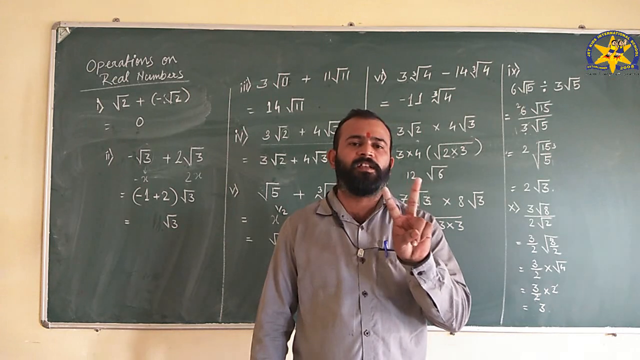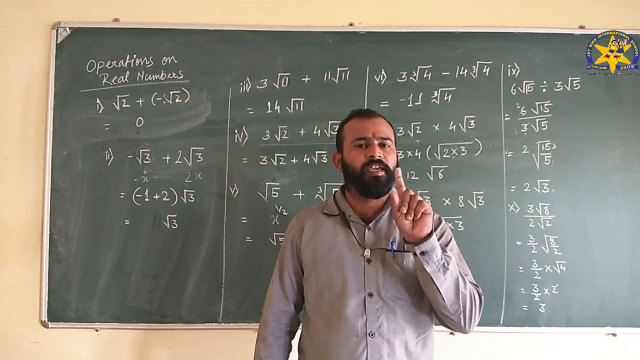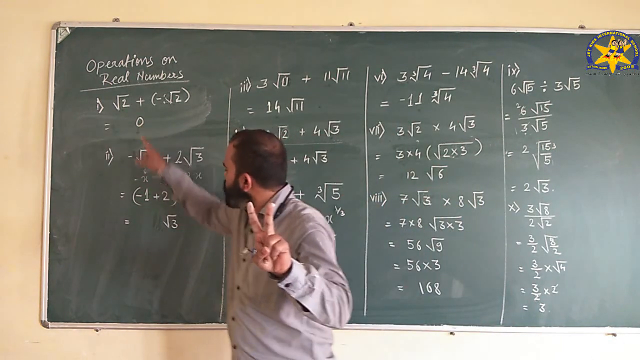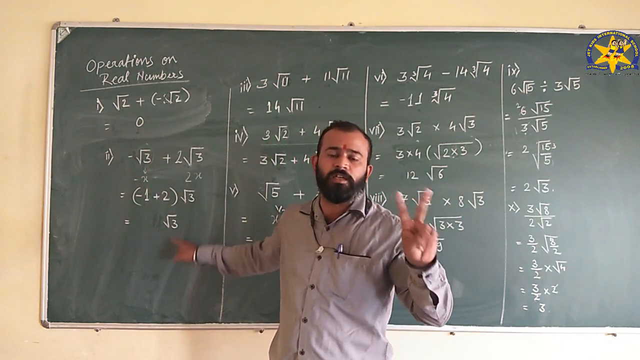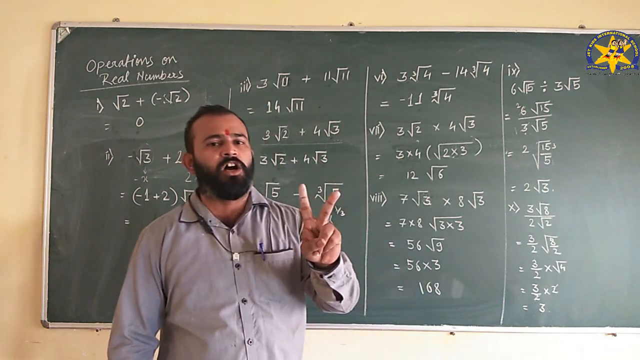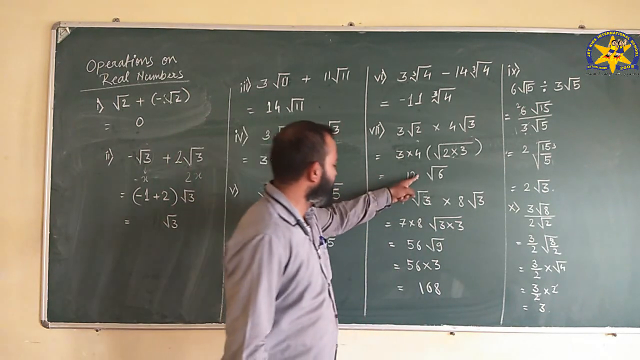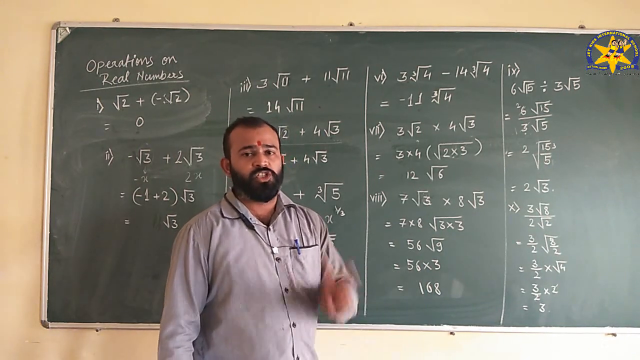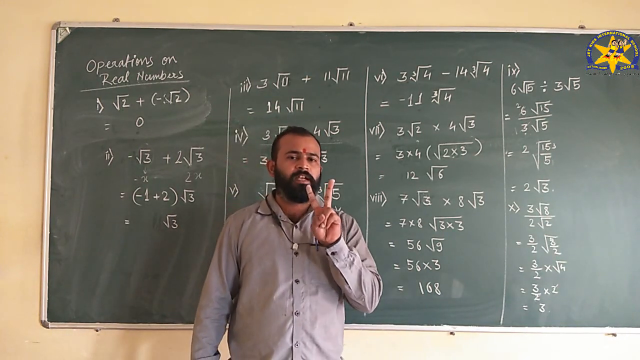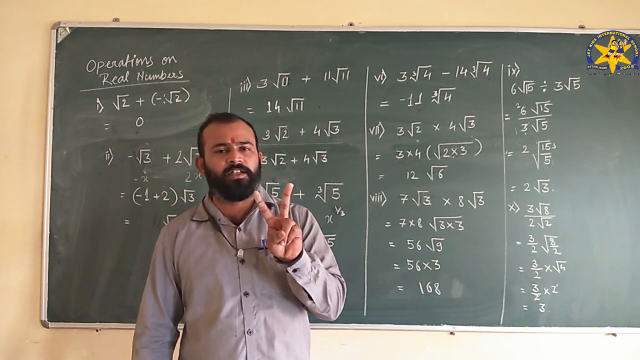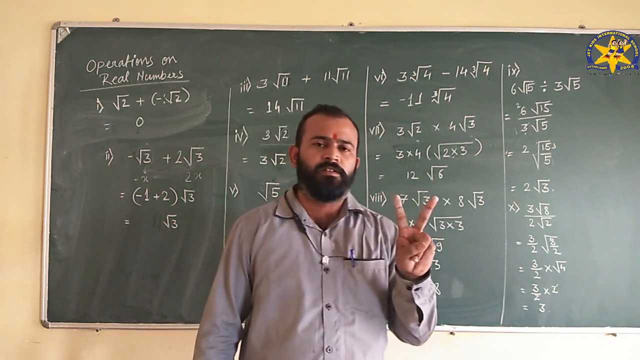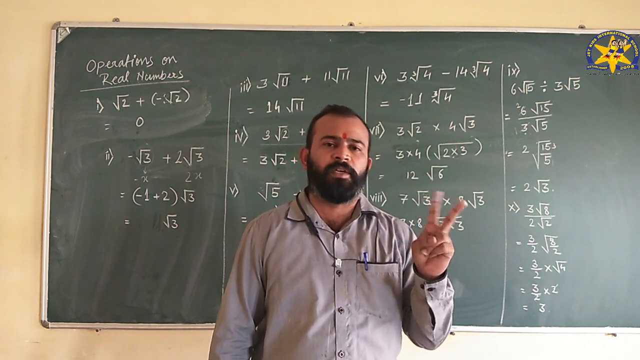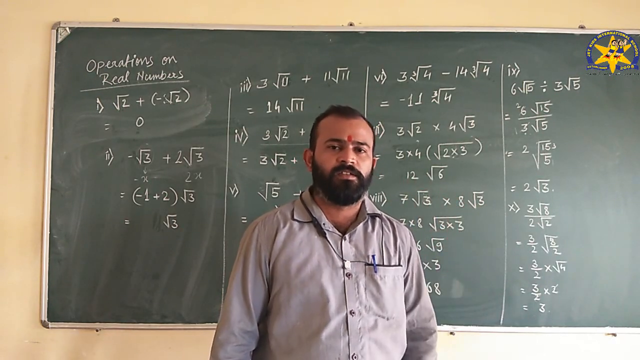Addition or subtraction of two irrational numbers can be a rational number or an irrational number. Multiplication and division of two irrationals may be irrational or may be a rational number. So these two properties are very important: addition and subtraction of two irrational numbers may be irrational or rational. Then multiplication and division of two irrational numbers can be irrational or a rational number.